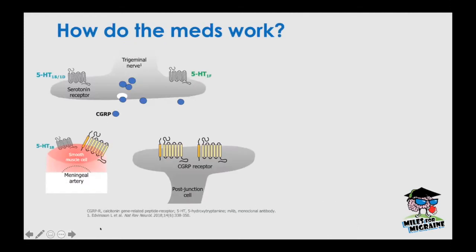So how do these medications really work? So these are your nerve endings. As you can see, up top is your trigeminal nerve with receptors. Receptors are basically where these proteins end up and then send a downstream signal. At the bottom is what we call the post-junction cell, where more receptors are present and CGRP is being taken up. And then to the left is the meningeal artery. These are blood vessels. So CGRP affects all three of these endpoints.